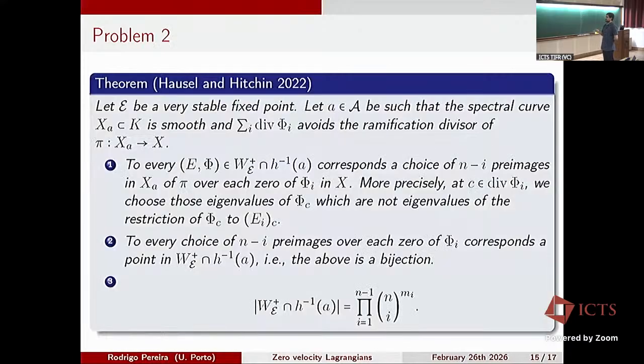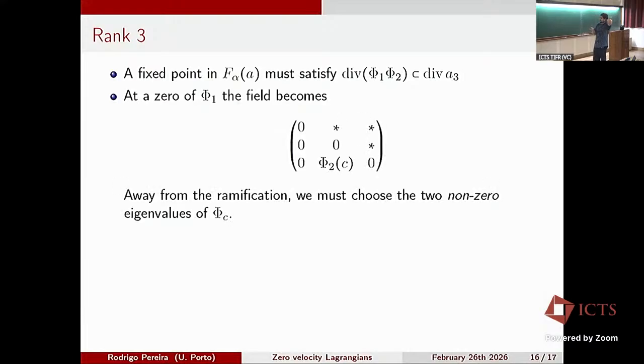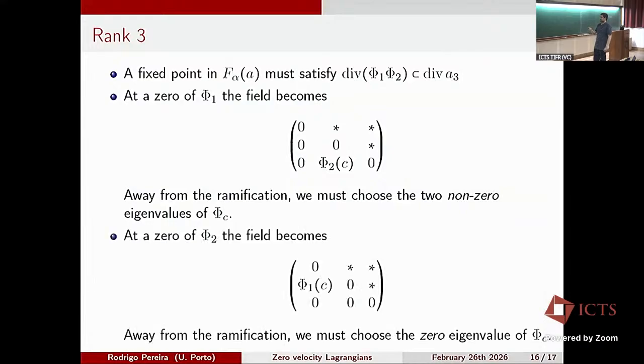But what happens in the Lagrangian? So the whole point is to find out which of these choices of eigenvalues can give you a point in the Lagrangian. So if you take a look at the point in the Lagrangian, if you are in a 0 of phi 1, you have this invariant subspace where the Higgs field is just 0. So you have to pick the other ones. You have to pick the two non-zero eigenvalues. And if you are in a 0 of phi 2, you also get this invariant subspace, but here in the quotient, you have to pick the 0 eigenvalue.